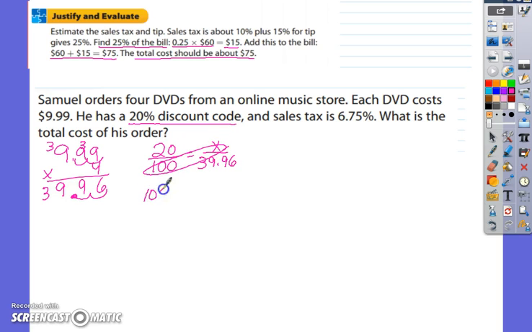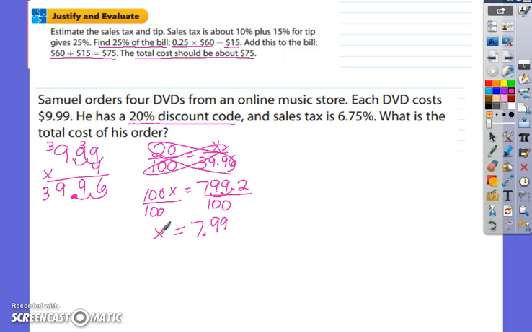So when we solve our proportion, we need to get our cross products. We have 100x, $39.96 times 20, is 799.2. When we divide by 100, our decimal moves 2 places to the left, so we have $7.99.